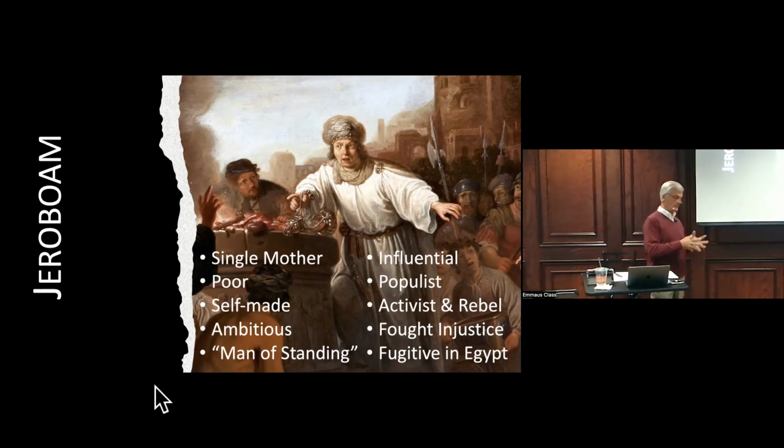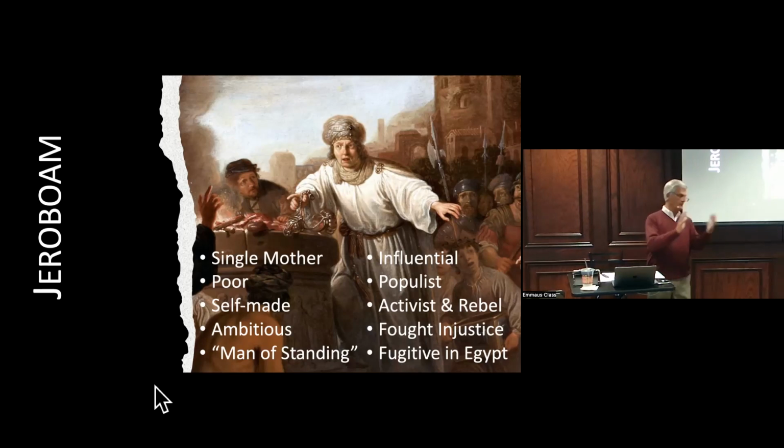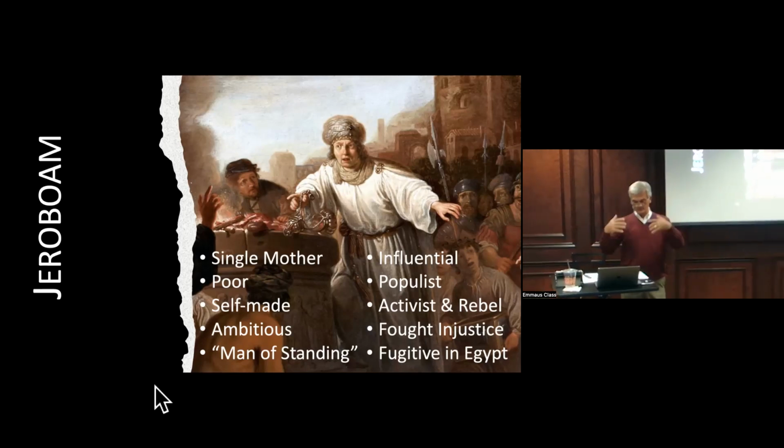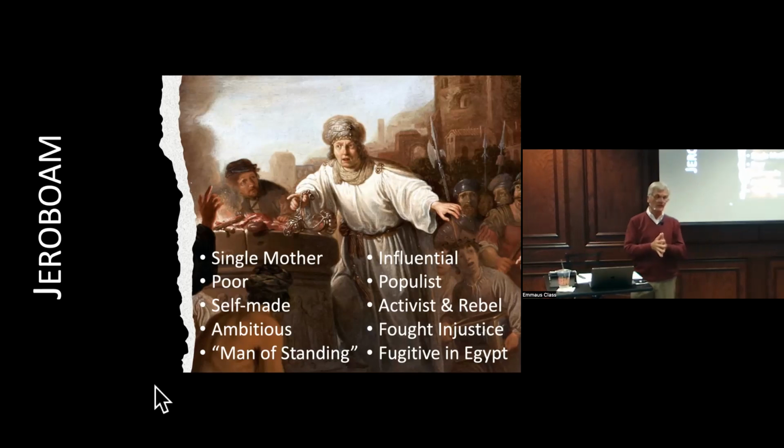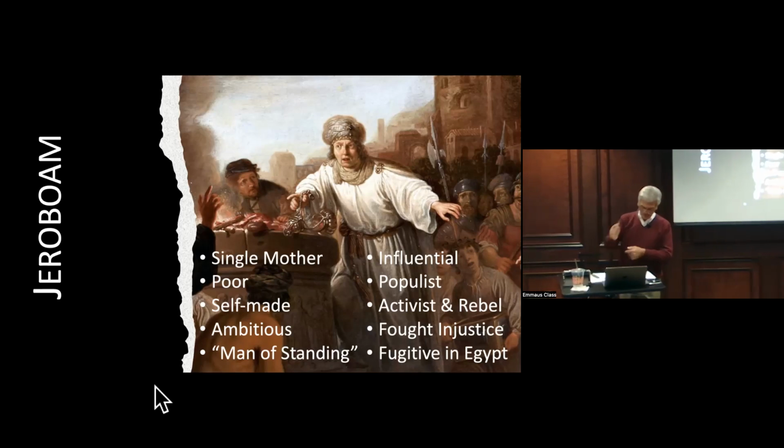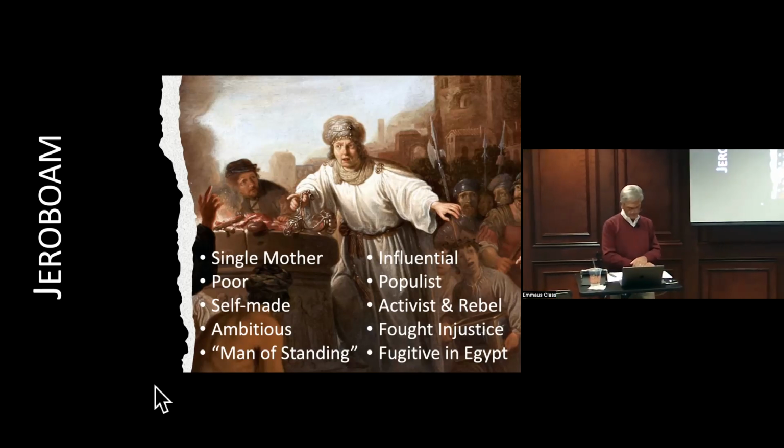And so it got so bad. We don't know exactly what he did. Maybe he led walkouts. Maybe he had demonstrations. Perhaps he gave fiery speeches, and Solomon saw him as a threat. And he tried to kill him. He escapes to Egypt. He becomes a fugitive.